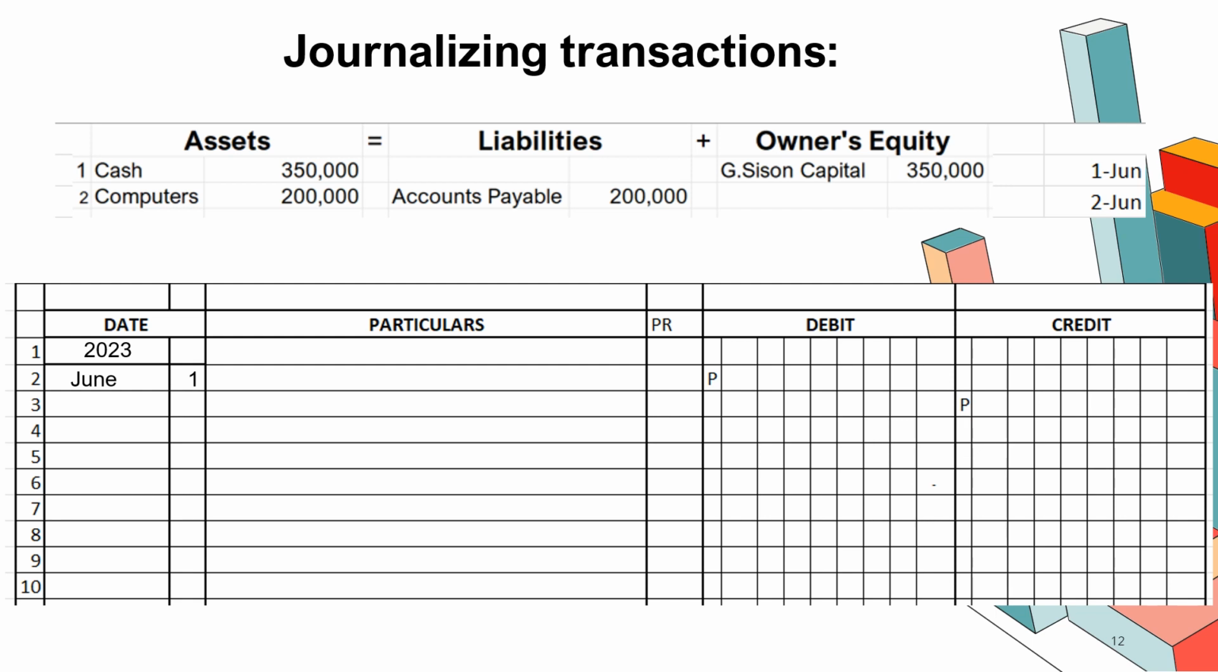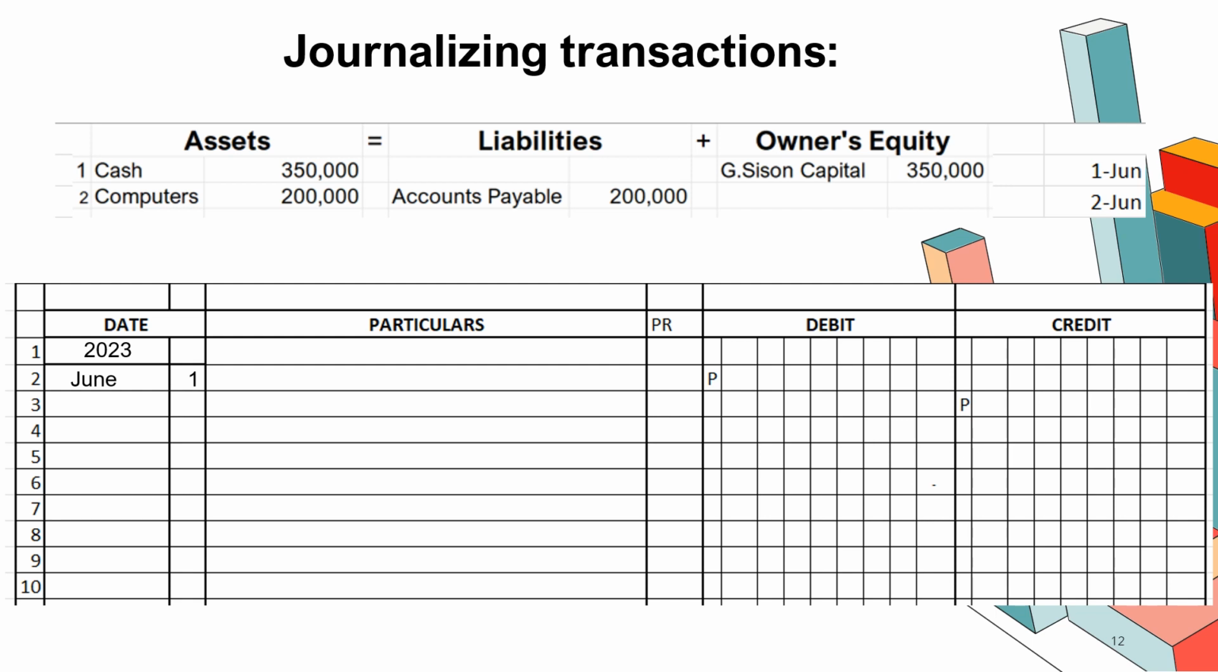And this is how we write the entry. Okay, so we have here cash increase 350,000, GCs on capital 350,000. When we write this in our journal, remember the rules of debit and credit. If you can still remember, assets increase. If you will increase an asset, you will debit the asset, and cash is an asset, and this is an increase, so meaning you will debit it.